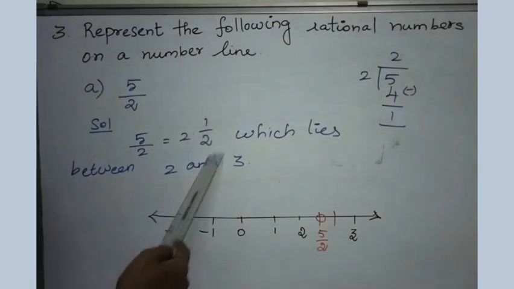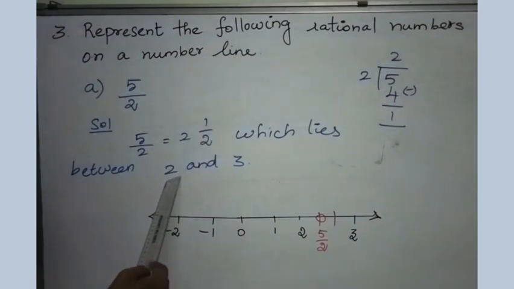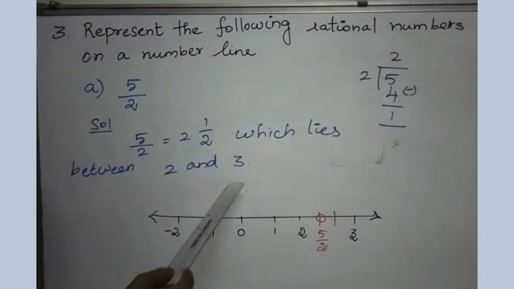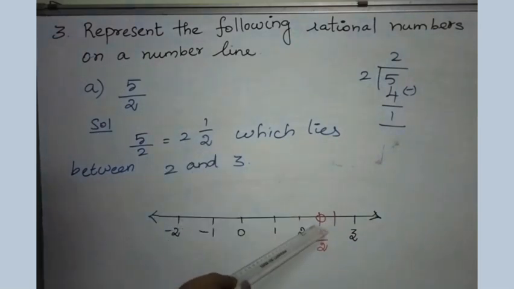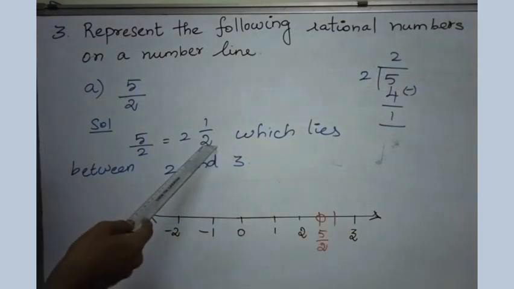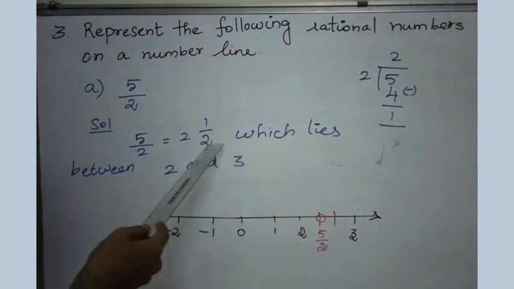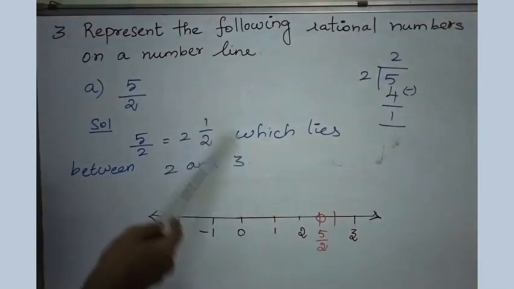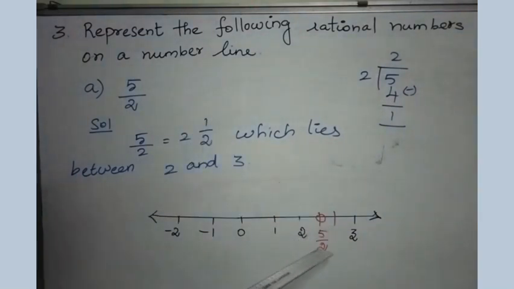So this number lies between 2 and 3. Clear? In 2 and 3, why have we marked a double line here? The reason is: how many total parts are here? 2. So out of the 2, which part has come? First part. So we mark it here and write 5/2. Clear?